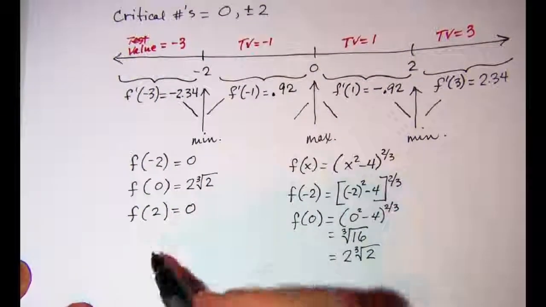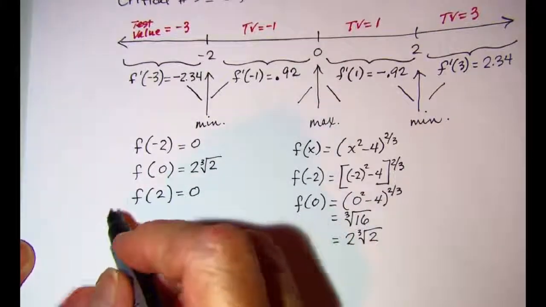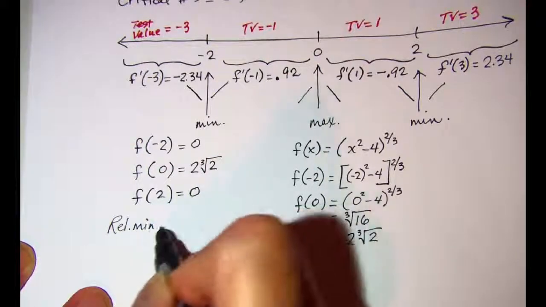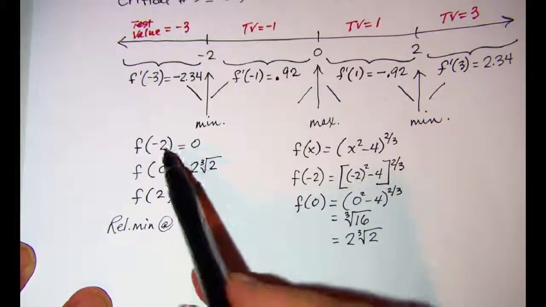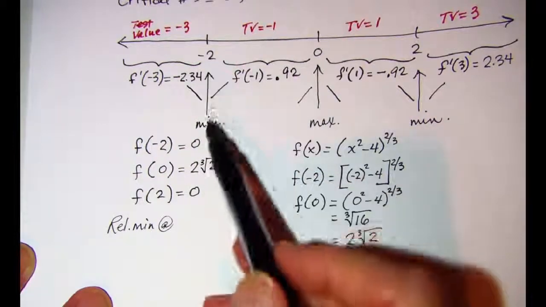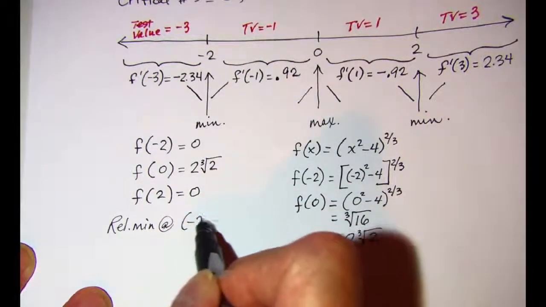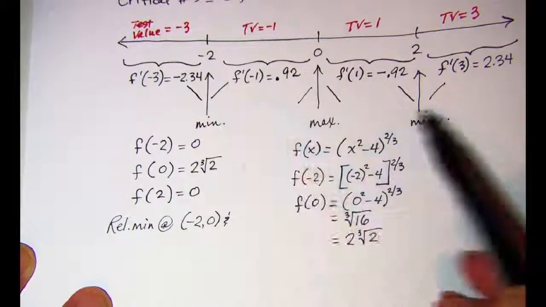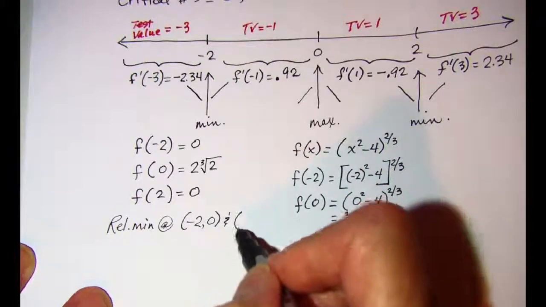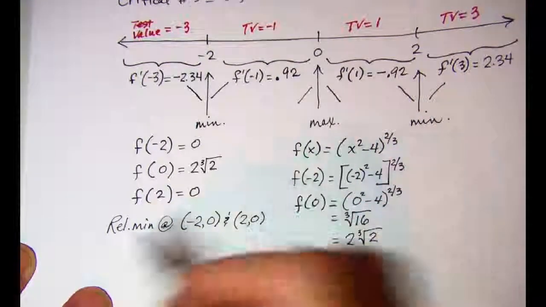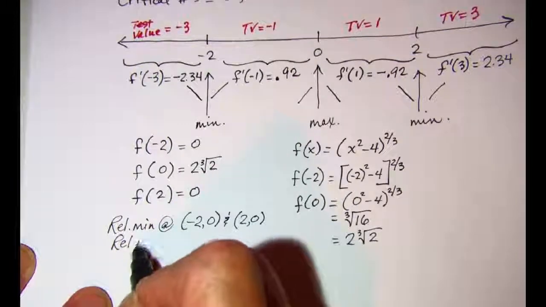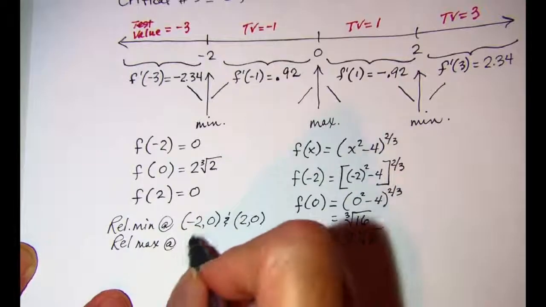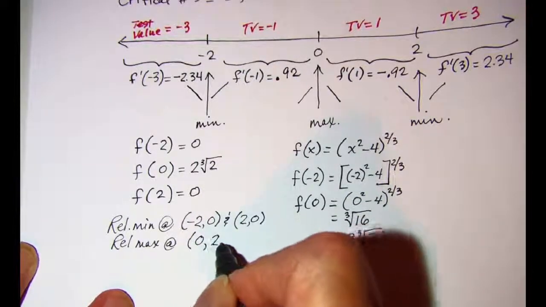So I can state then that I have relative min at -2, 0, and 2, 0, and I have a relative max at 0, 2 cube root of 2.